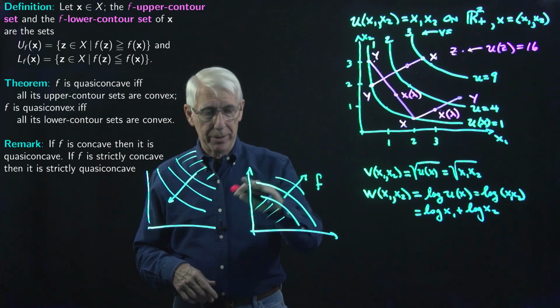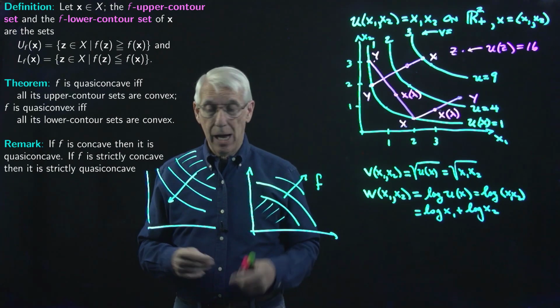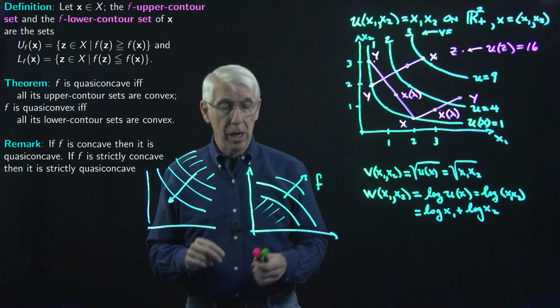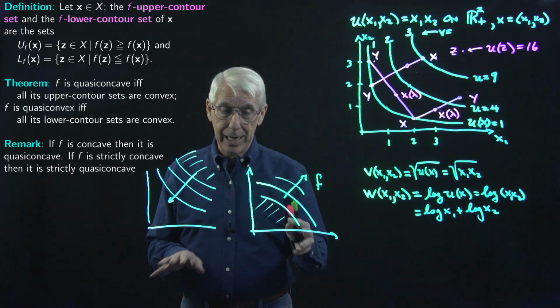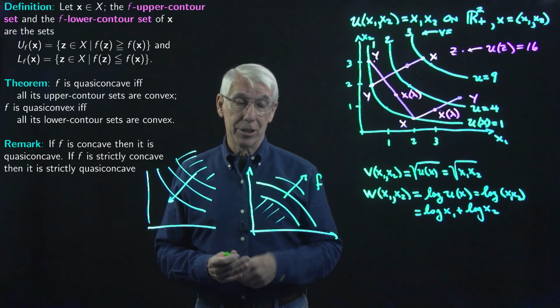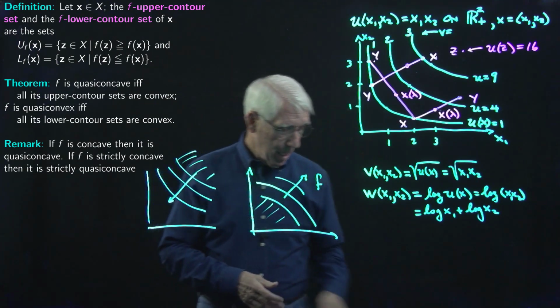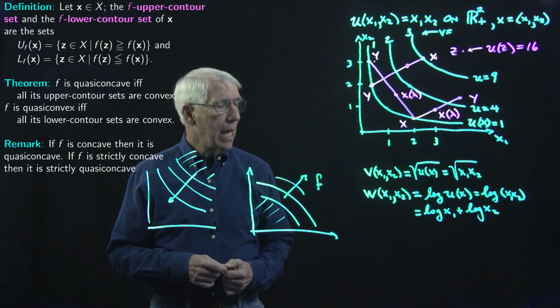And in fact, I've drawn them so that they're actually strictly quasi-convex, whether they're convex or not. And again, we know because they're strictly quasi-convex, they couldn't be concave, because if the function's concave, it's quasi-concave, and these are not quasi-concave. Okay, I think that wraps things up pretty well for today's lecture.